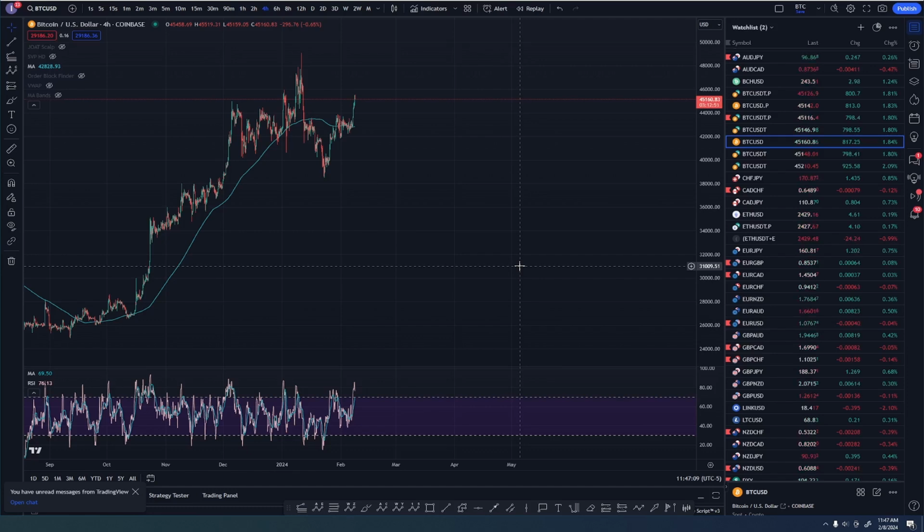All right, guys. Well, there it is. Now, what do we think's happening here for Bitcoin? Well, I think it's a very good possibility that we got a zigzag working. If that's the case, I see some more upside to go, which correlates with what I'm seeing in Ethereum as well.